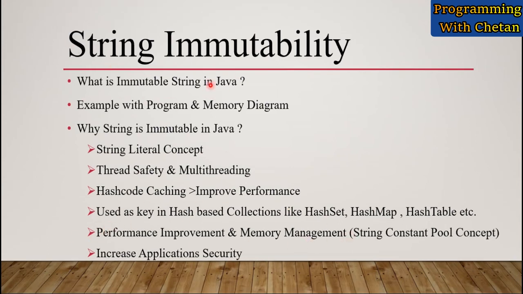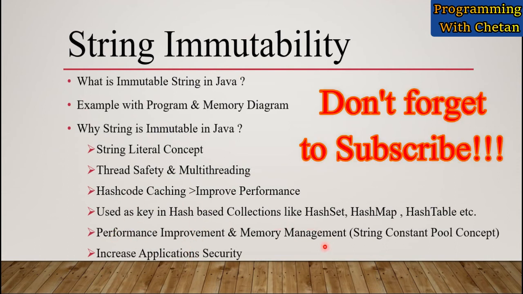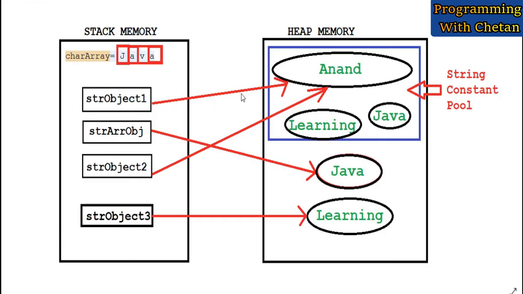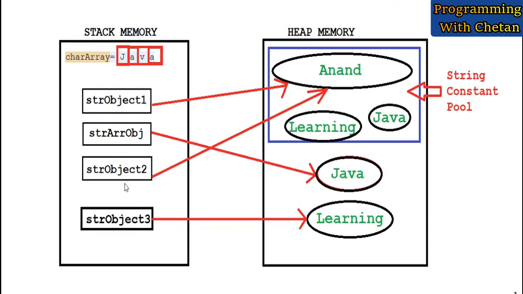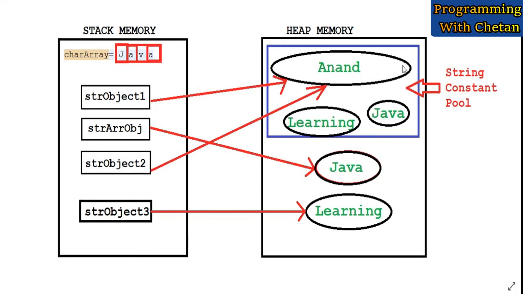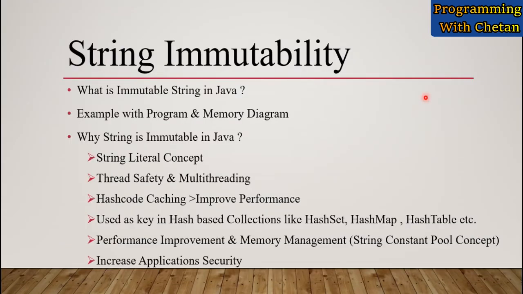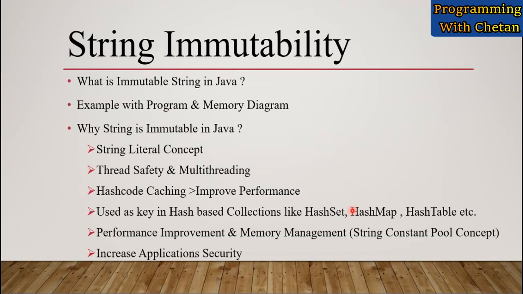So string class is made immutable so that it can improve the performance of our applications and also it is useful for memory management. That is because of string immutability concept, string constant pooling concept came into existence. That is, when we create a string literal object, then it will create an object inside string constant pool. And when another object is created with same value, then in place of creating a new object, it will point to the same object. So because of string immutability concept, it makes Java memory efficient and it also improves the performance of our applications. Now let us discuss our next point.